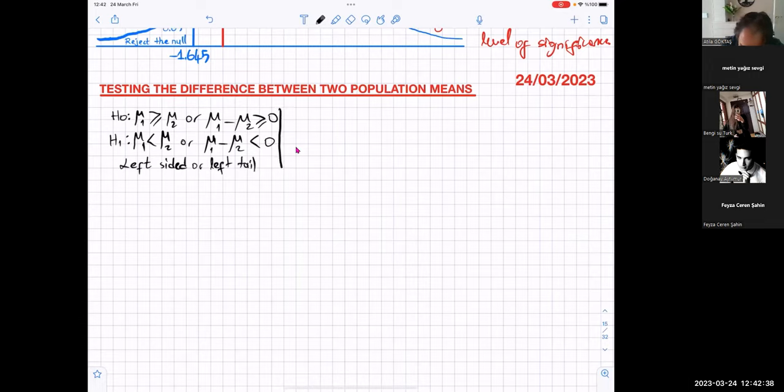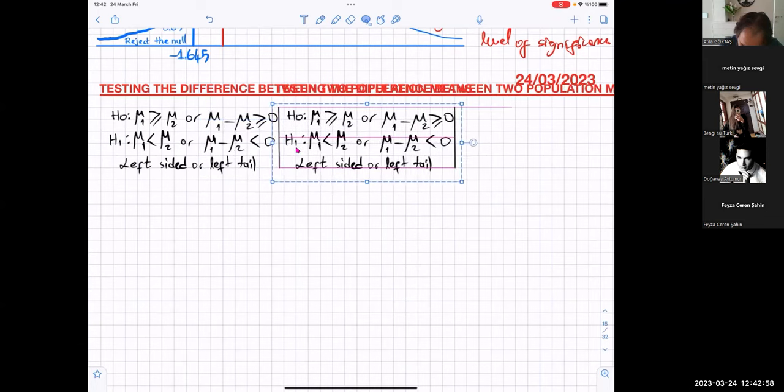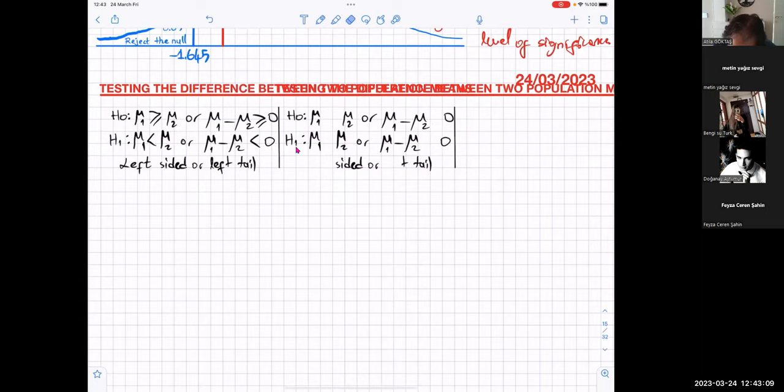The second one, remember we established, was right tail. So the direction will be the opposite of this one. I'm going to copy this, and I'll delete the comparison sign on this.